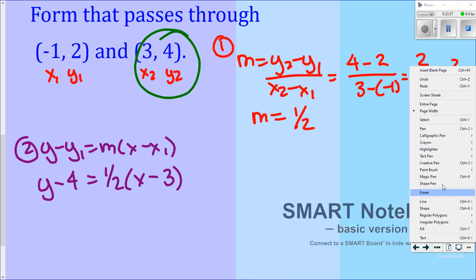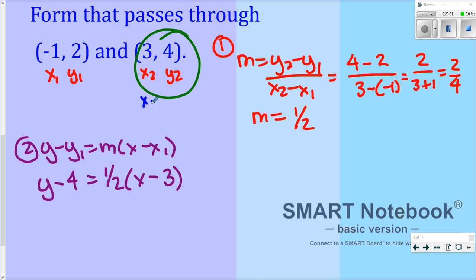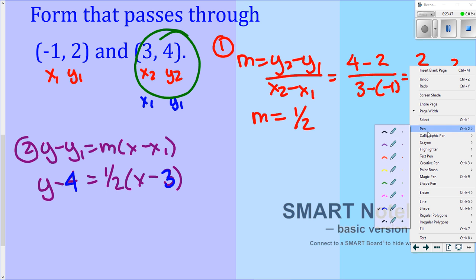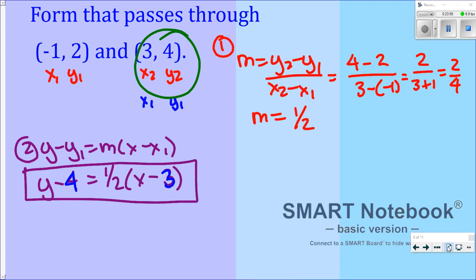And you know what? Let me do this so that way you understand what's going on. So this would be x1, y1. And then I'll just make this in blue. So that way you know you could use any point. It doesn't have to be the first one. And since everything has been simplified, we have our point slope form. And that's that.